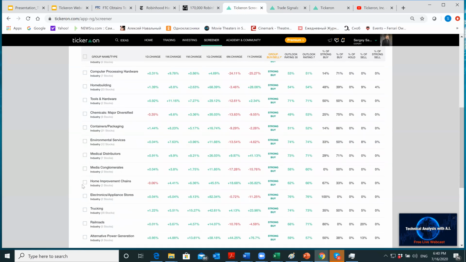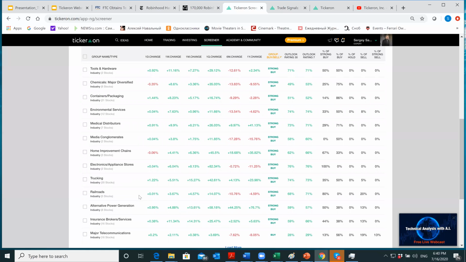Let's look at this, the home improvement chain. So only 3 stocks, it's a small herd, small crowd, small group, but it's kind of okay. As you can see, it's only 3, okay? Let's look more. Trucking industry doing well. Look, 20 stocks doing really well. Look, consistently doing well for every period.